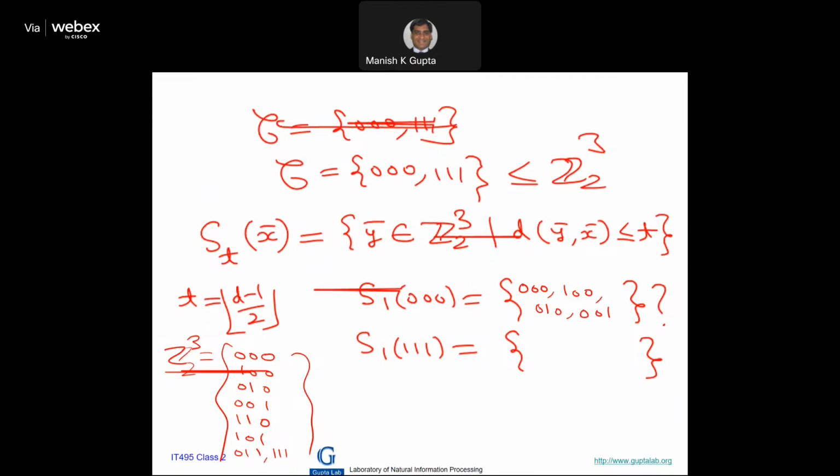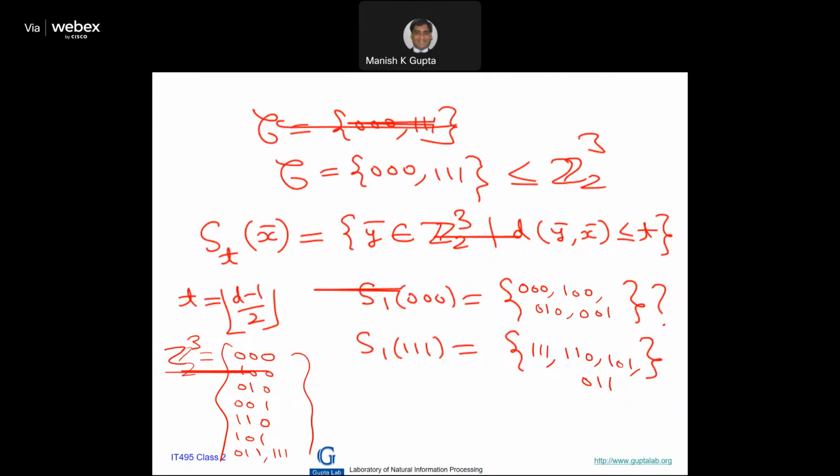Right. What about the second one? This is the first vector I have taken, x equal to 0, 0, 0. I am getting the vectors in this sphere. Now I take the second vector, 1, 1, 1, and distance 1. What are the vectors at distance 1 from 1, 1, 1? It will obviously be 1, 1, 1, which is distance 0. Then 1, 1, 0, 1, 0, 1, 0, 1, 1. Right?